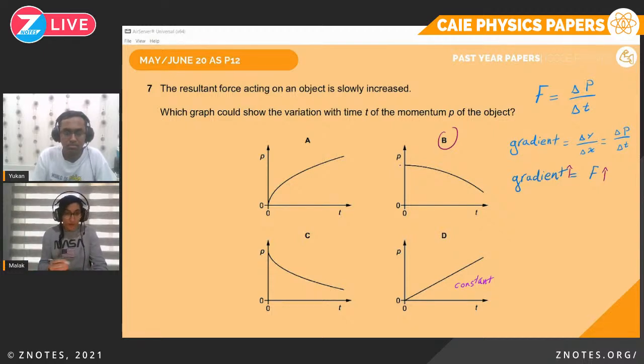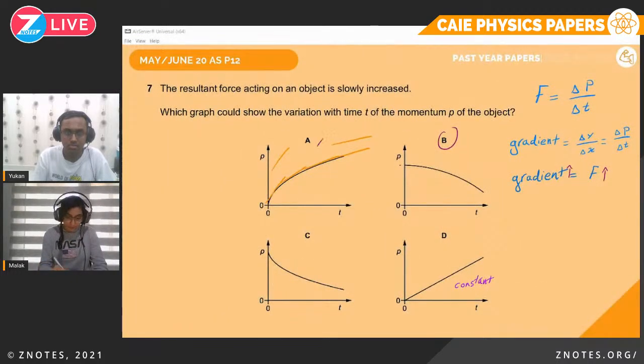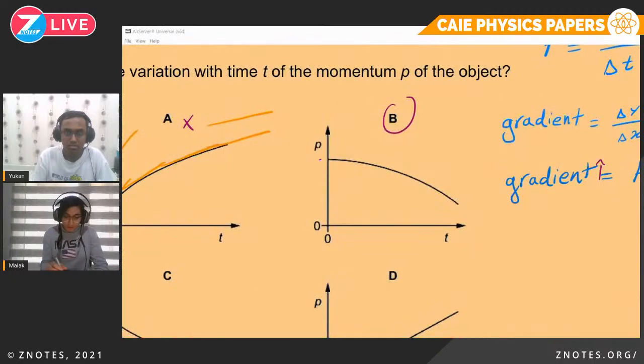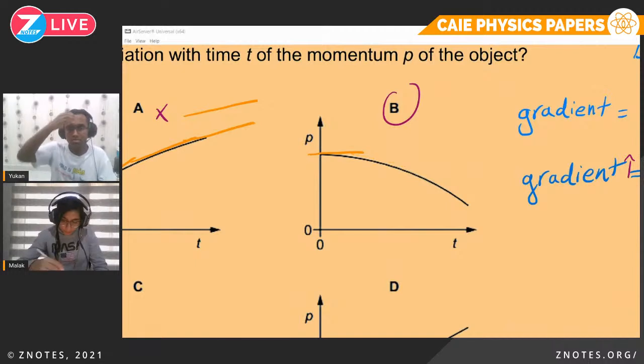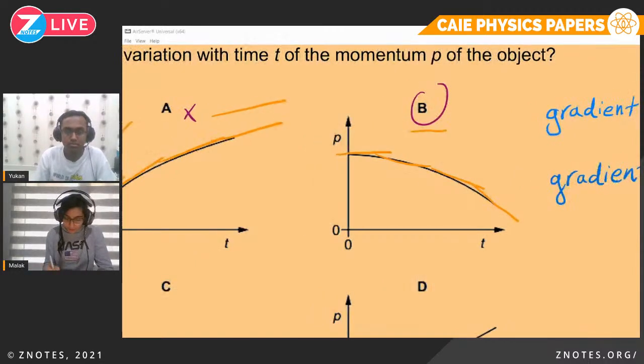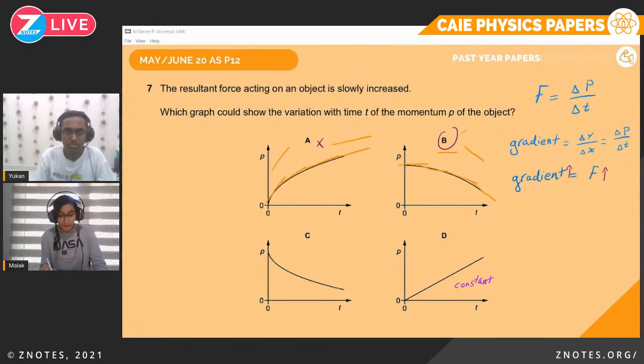So now we get to find out the gradient. The best way to do this is just draw lines along each graph. So in here, at first the gradient is high. Then slowly, the gradient is getting lower. It started off like this and ended up like this. So this is not what we want. Let's check out B. The gradient starts almost at 0 and slowly the gradient increases. It started off like this and it ended up like this. The gradient increased. So it's B.